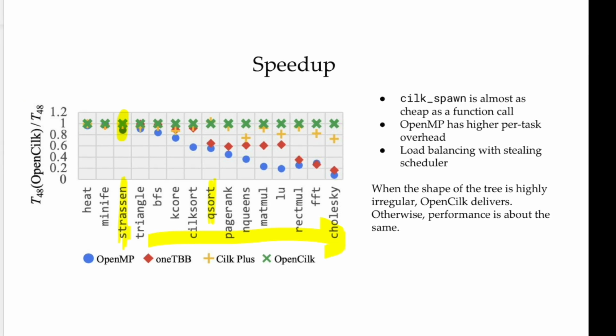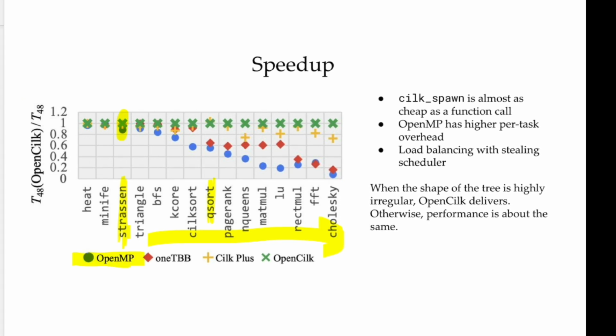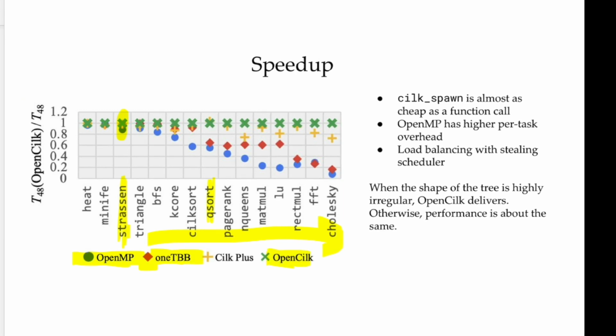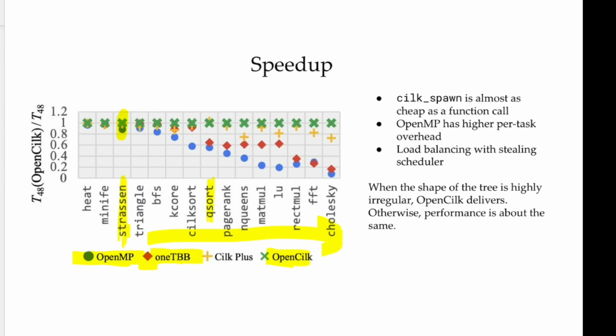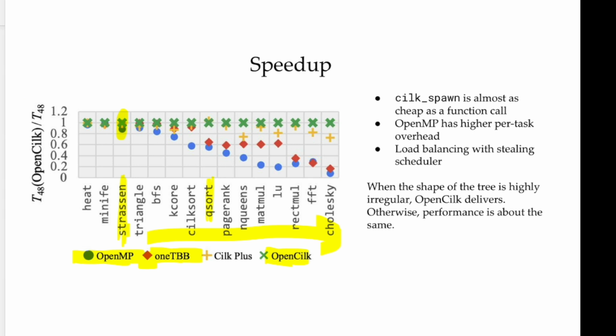And so when those calls keep on happening and happening, the runtime and the speedup really goes down for OpenMP and this other one called TBB, but it stays up for OpenCilk. And why is that? Cilk spawn is almost as cheap as a function call. OpenMP has a much higher per task overhead. Launching a thread is a lot more work for OpenMP than just spawning something and adding it to the scheduler. And so what we see is that there's a lot of load balancing that's able to happen with this work stealing scheduler that we see in OpenCilk.